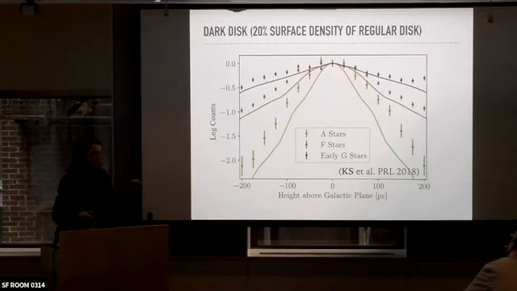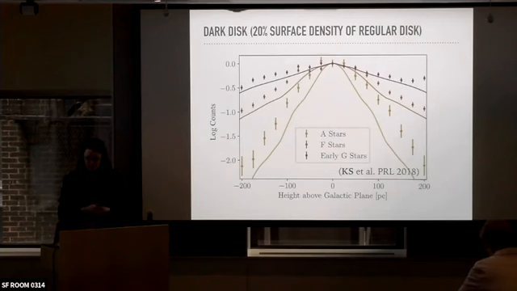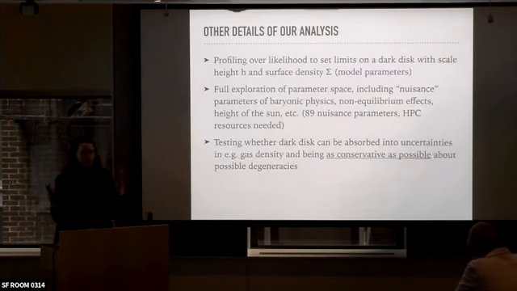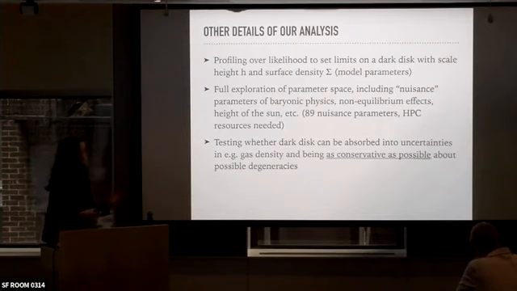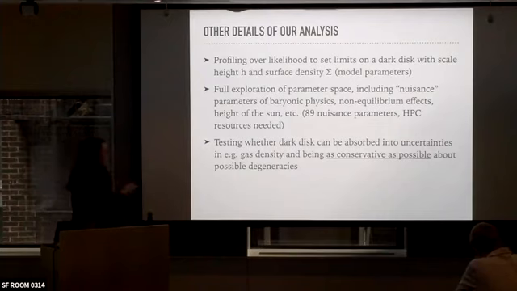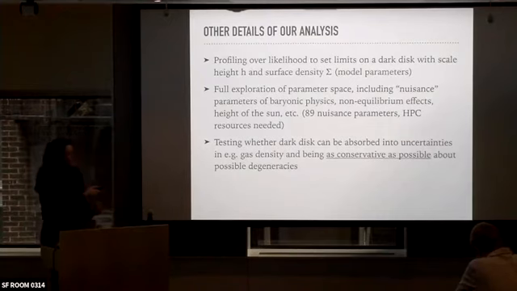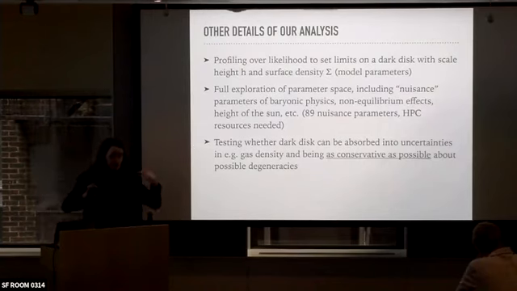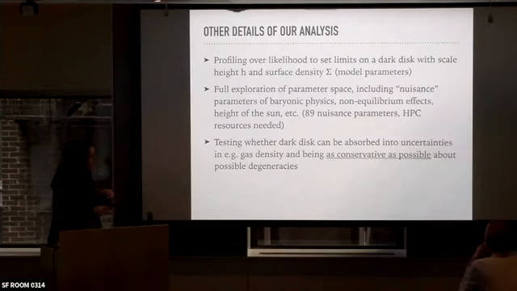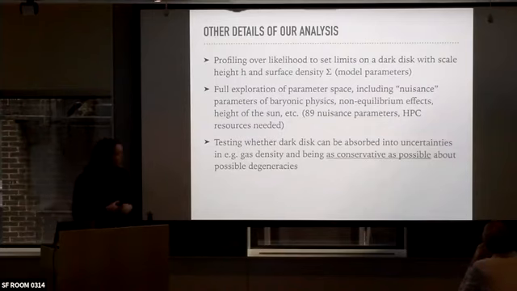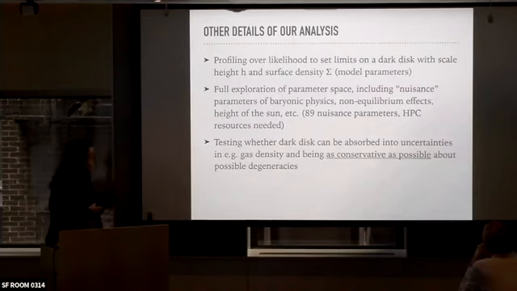So to actually quantify to what extent this difference can be mitigated, we were trying to understand all the various nuisance parameters that existed in our analysis. And so we were profiling over likelihoods to set a limit on a dark matter disk with scale height h and a surface density sigma. These were our model parameters. And then we were really doing a full exploration of parameter space of all the different parameters entering into our modeling. All in all, there were 90 nuisance parameters, so we needed to make use of some computing resources to do this analysis.